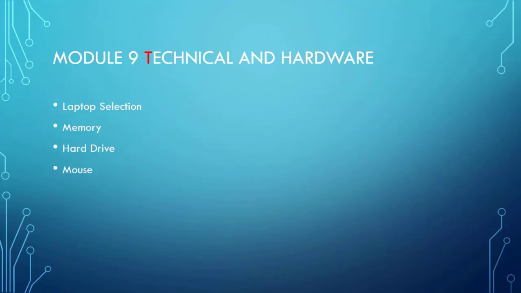Then we've had a look at a mouse, we've had a look at a router, we've had a look at printing and scanning, and we've had a quick look at a camera. So that's it for module 9.